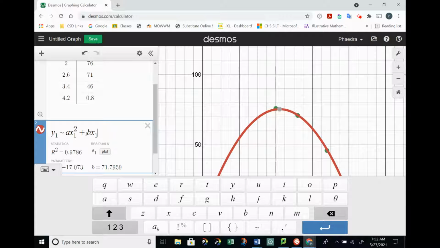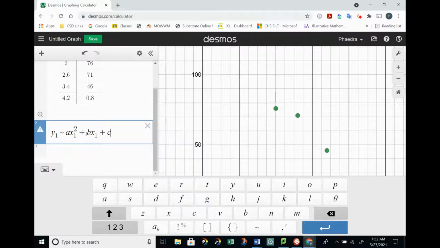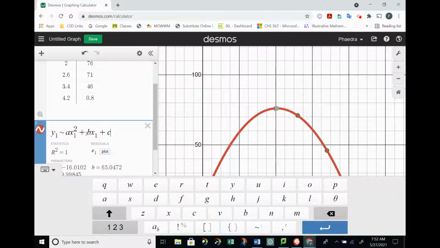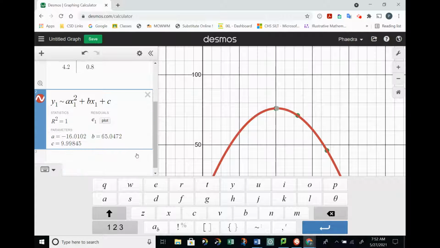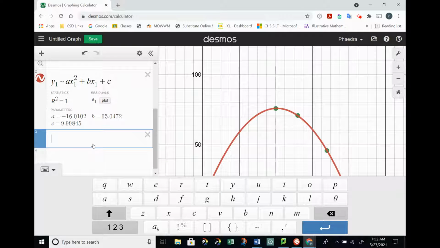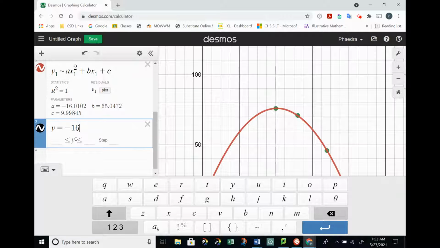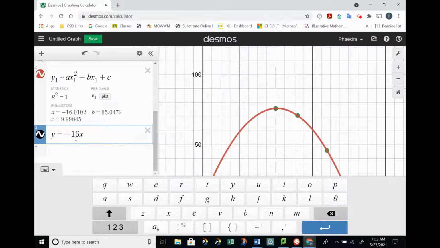You have to have the 1 or it won't work. And then plus C. So now this says that I've done this quadratic equation. This is my quadratic equation, and you can see that it's actually graphed. So now this says that A is negative 16, B is 65, and C is 9.998. So if I write this equation, y equals negative 16x squared, because negative 16.012 is pretty much negative 16.